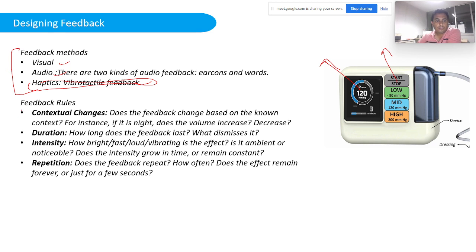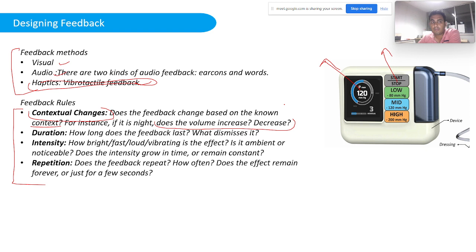Okay, so there are four rules for designing feedback. One is contextual change. You need to ask yourself, does the feedback change based on the known context? For instance, if it is night, does the volume increase or decrease? Now two things you need to consider here. One is that you provide feedback when there is a contextual change, whether there's a mode change or a button triggered. Whenever there is a change in state or context, you provide triggers.